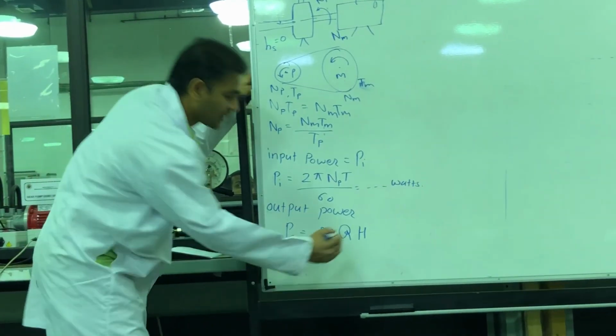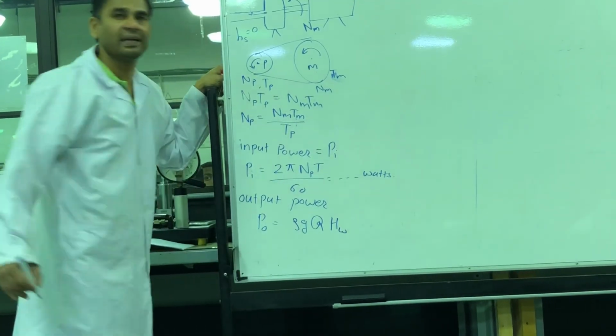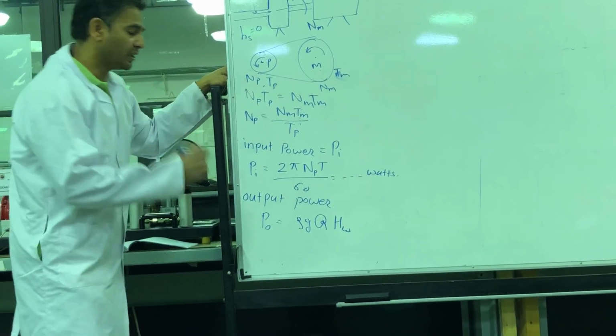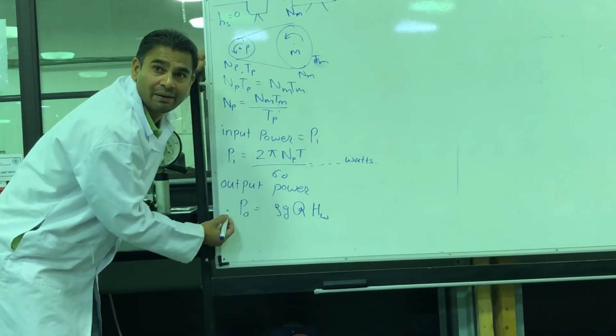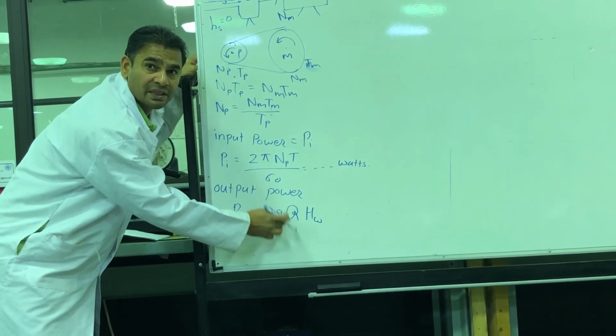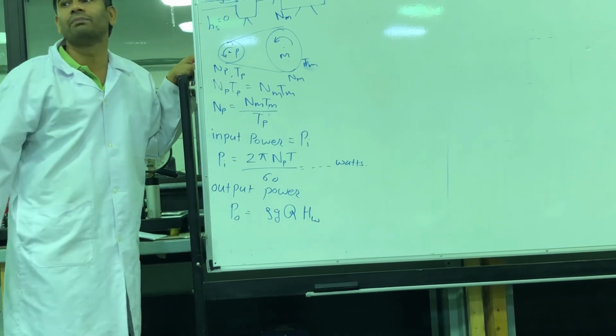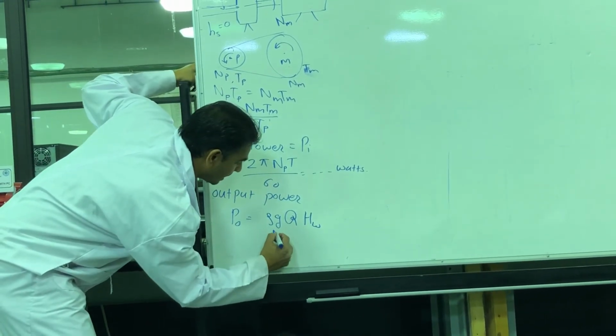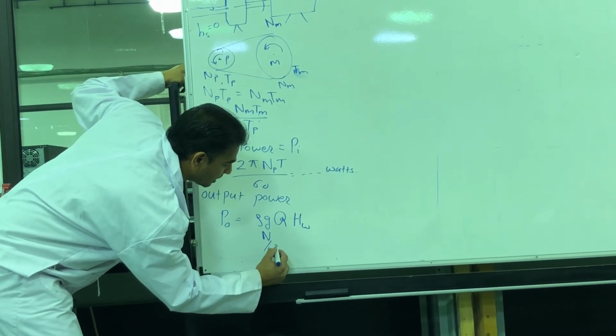So this is in water because water is flowing, so I will take HW. Now check the unit. Rho G is nothing but gamma. Rho is kg per meter cube and G is meter per second square. This is nothing but Newton per meter cube, so I will directly write Newton per meter cube.